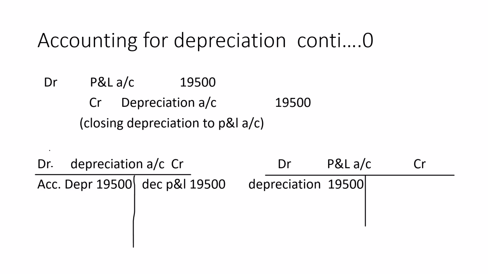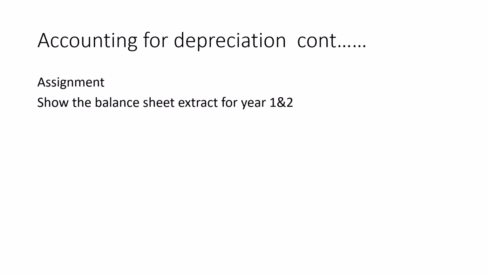Then the next one will be, we are going to debit profit and loss account at the end of the financial year with 19,500, and we credit the depreciation account with 19,500, and we are closing the depreciation account to the profit and loss account, which we have shown in the accounts down there. So you have already debited the depreciation account and credited the accumulated depreciation account with a similar amount. And then when you are closing the account, we credit the depreciation account, and then we debit the profit and loss account. So lastly, we have an assignment: show the balance sheet extract for year 1 and year 2.